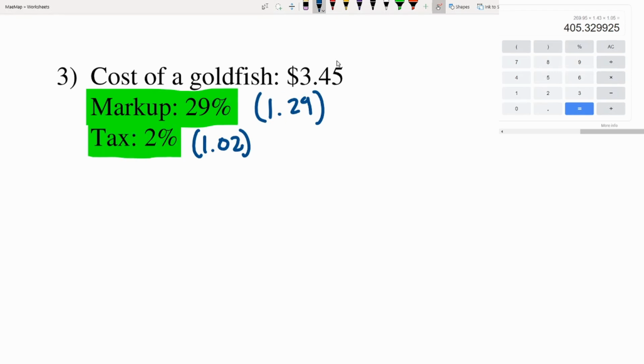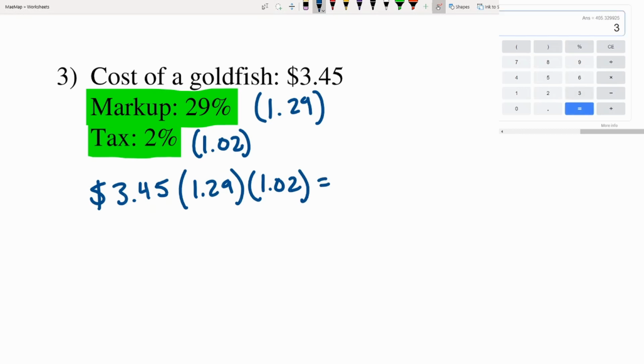So now let's multiply those 3 numbers together. I've got my original cost of the goldfish at $3.45 multiplied by 1.29 multiplied by 1.02. 3.45 times 1.29 times 1.02, that's going to give us about $4.54.